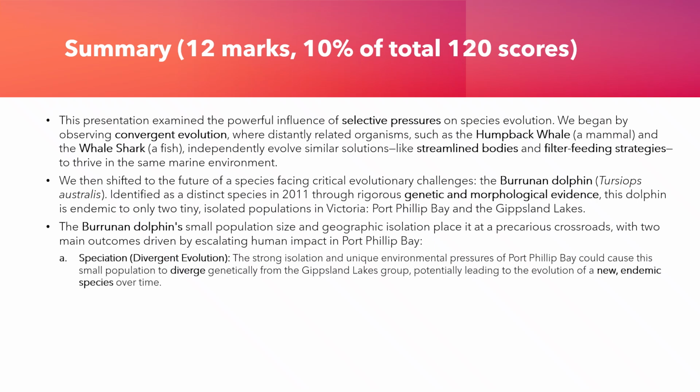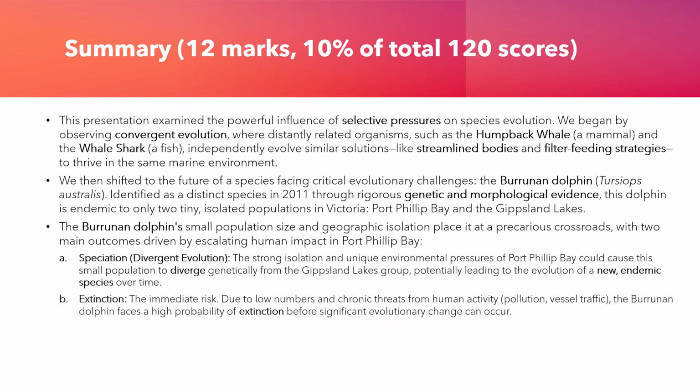Unique environmental pressures of Port Phillip Bay could cause this small population to diverge genetically from the Gippsland Lakes group, potentially leading to the evolution of a new, endemic species over time. Extinction, the immediate risk. Due to low numbers and chronic threats from human activity, pollution, vessel traffic, the Burrunan dolphin faces a high probability of extinction before significant evolutionary change can occur.